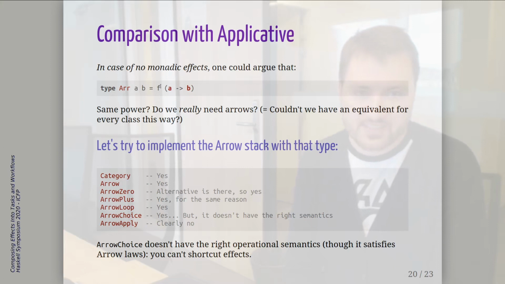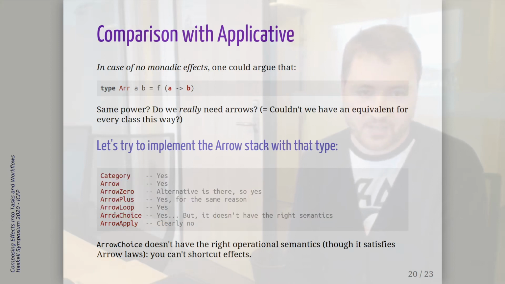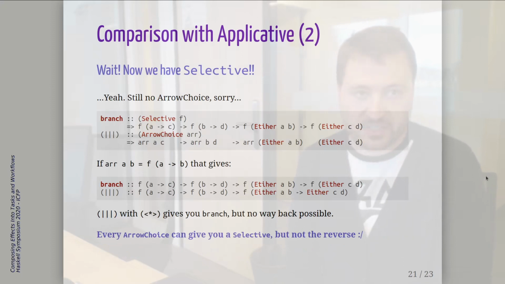Well, it turns out that with that type, if we just have a new type wrapping over that, we could implement all the interesting classes of the arrow stack class up to arrow choice. But the problem is that we would not have the right semantics with arrow choice, because the point of arrow choice is to be able to shortcut some effects, depending on the input of some task. And you can implement that, of course, with an applicative functor, but you would not be able to shortcut the effect. If you know a bit about the recent developments on applicative effects, you might know about selective applicative functors, but they are not, strictly speaking, equivalent to arrow choice.